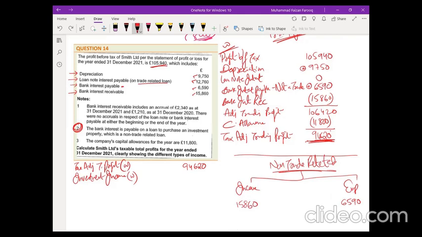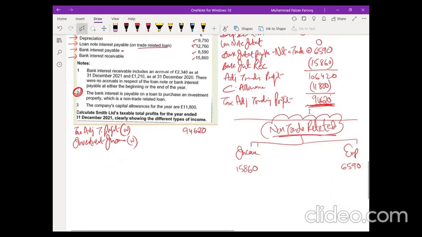Now we have non-trade related interest income and interest expenses in front of us. Now we are going to read note number 1. Please read note number 1. Bank interest receivables included a total of £2,340 as at 31st December 2021 and £1,210 at 31st December 2020. There were no accruals in respect of the loan note or bank interest payable at either the beginning or the end of the year.